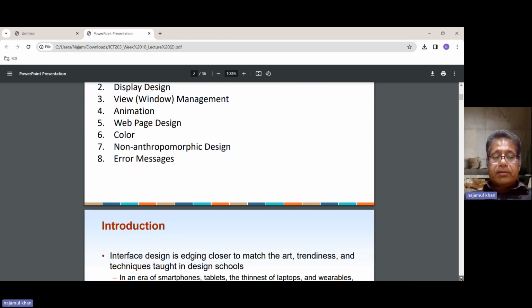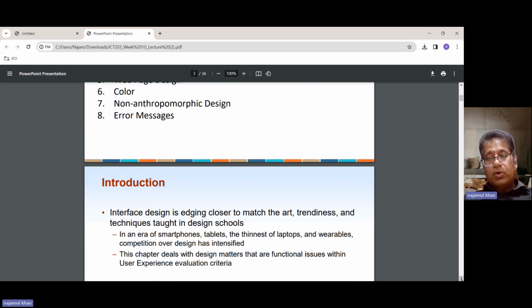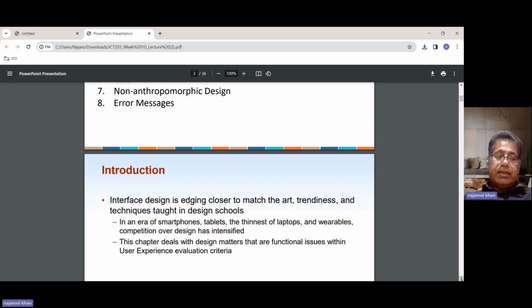So anyway, all right, right from the start, we're going to focus on the introduction. Interface design is edging closer to matching the art. I will say it is happening. We are seeing new and innovative designs, very interesting designs, I will say stunning designs these days. New trends are becoming common, and techniques are being taught in design schools. This is mind-boggling stuff. What it was 20 or 30 years ago and what it is now is a big evolution and big improvement.